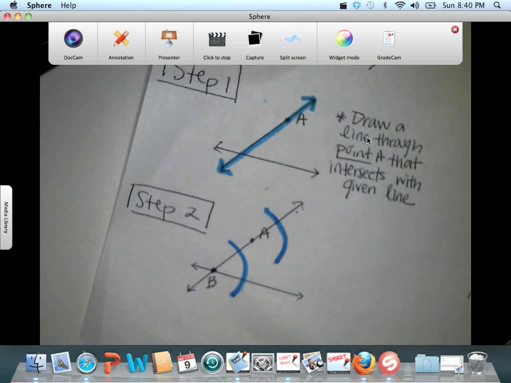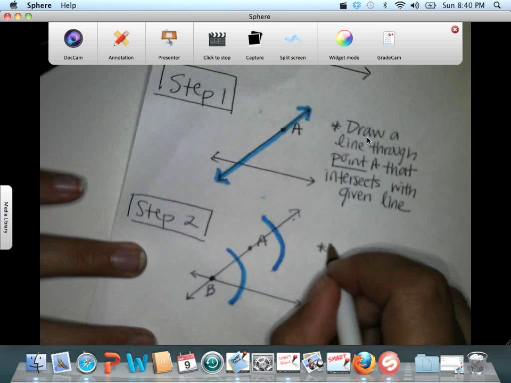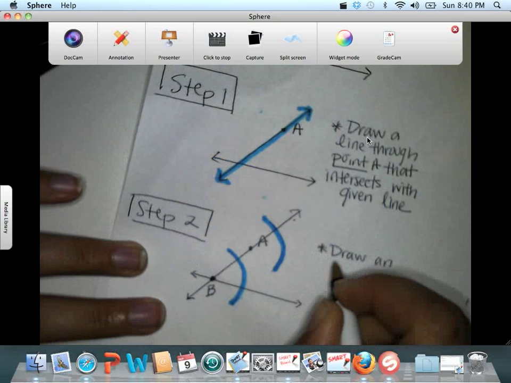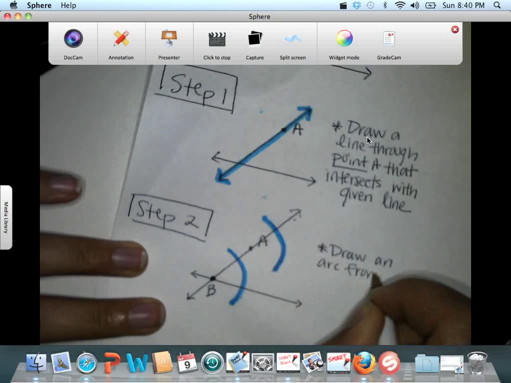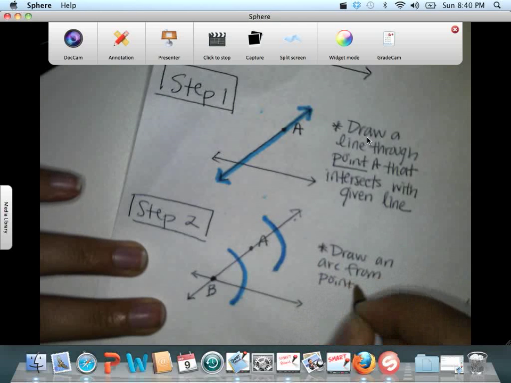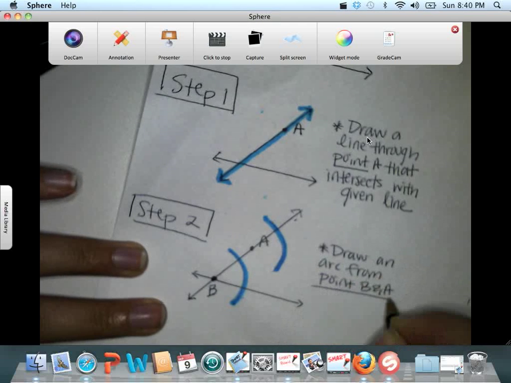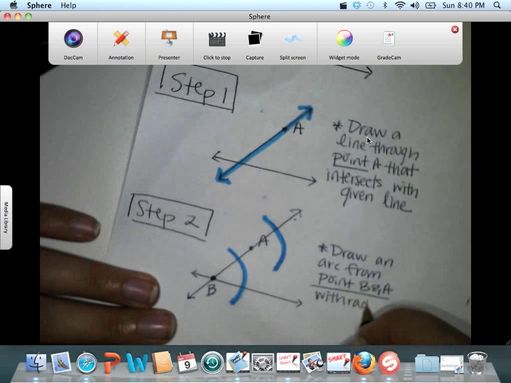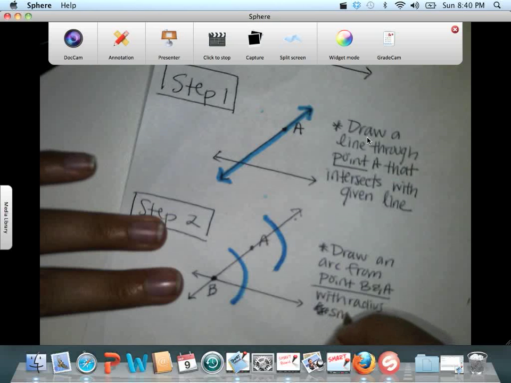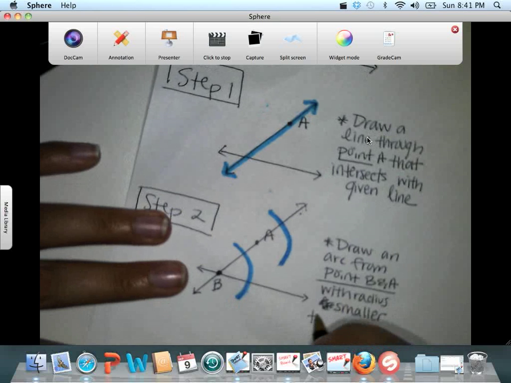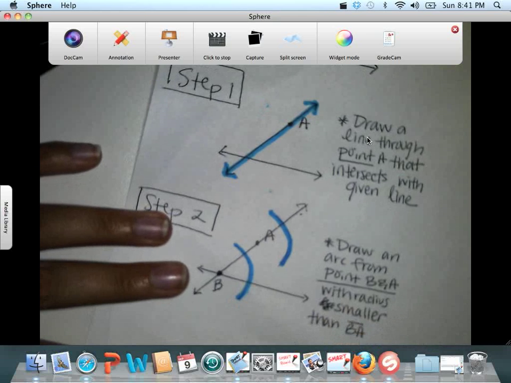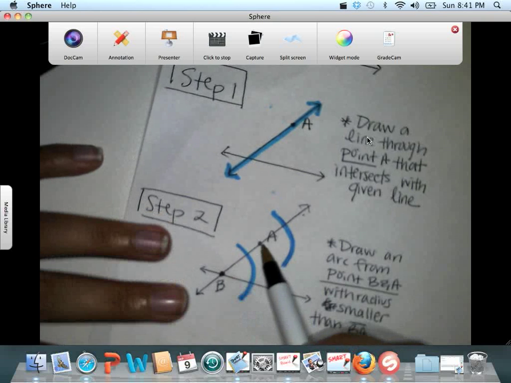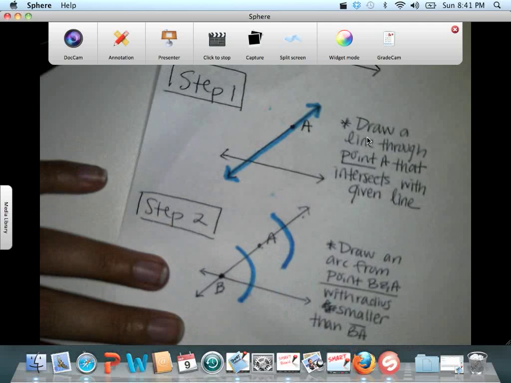Okay. Draw an arc from point B and A, okay, with radius smaller than segment BA. Okay, so you don't want it to go bigger than segment BA. Okay, and make sure you do it from both points.